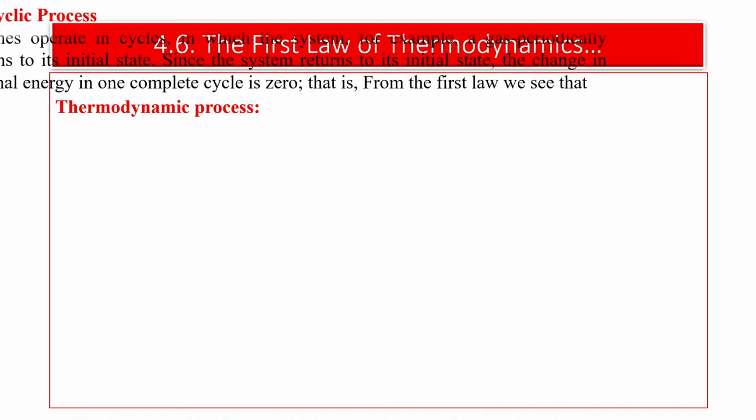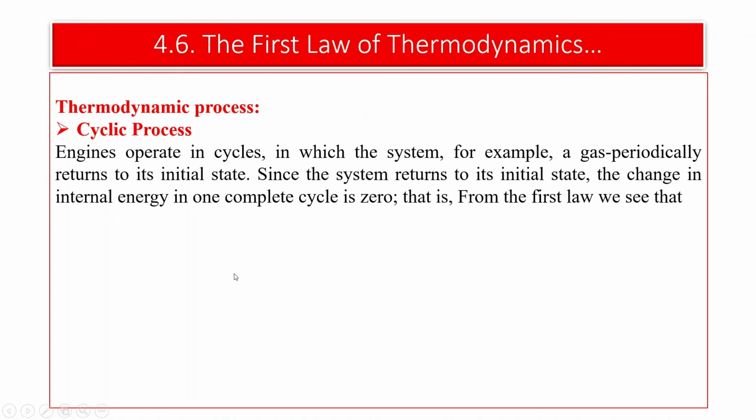Okay, now the next one is regarding thermodynamic processes. The first one is the cyclic process, such as the Carnot cycle, with engines operating in cycles in which the system, for example a gas, periodically returns to its initial state. When the system returns to its initial state, the change in internal energy in one complete cycle is 0, because it starts from a certain state, goes to another state, and goes back to the original state. Due to this, the change in internal energy in a cyclic process will be equal to 0.